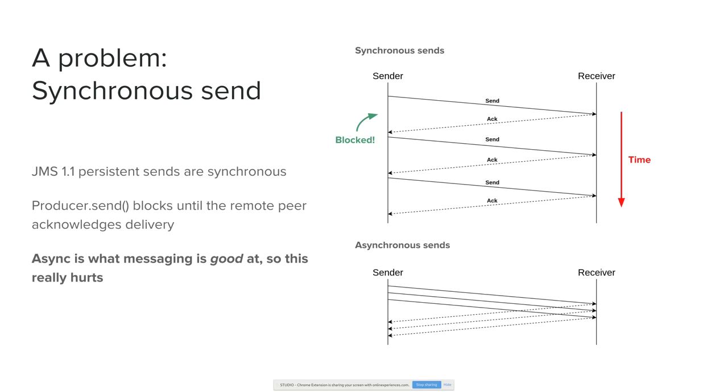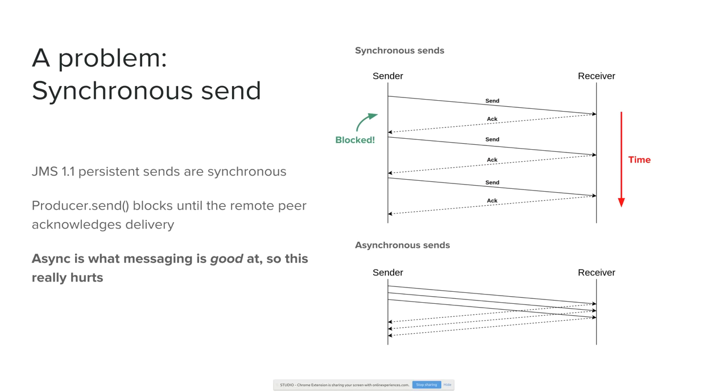So suppose you have some code where you want to perform messaging operations, but you want to mix it with other stuff. You've got other work to do. You can't really do that while you're doing these send calls. This is a bit frustrating because async messaging is really what messaging is great at. This is one of the core competencies for messaging.